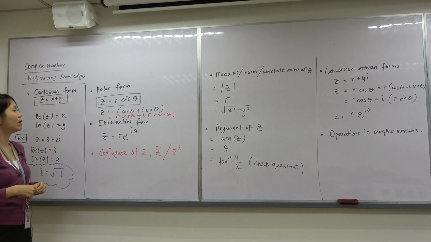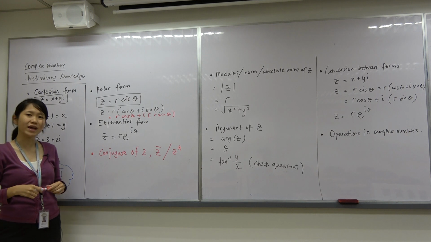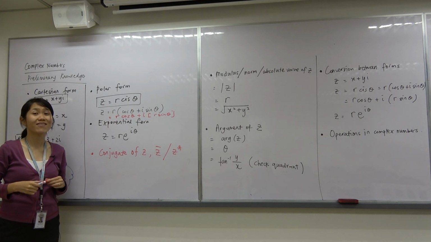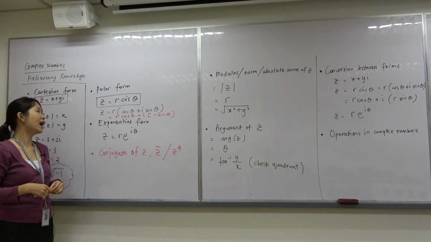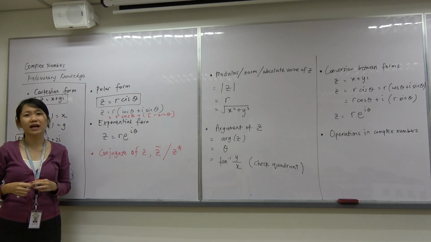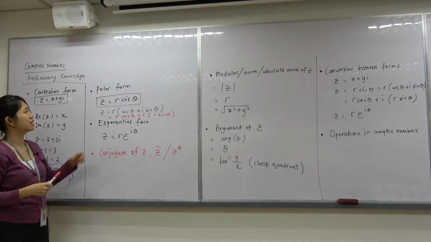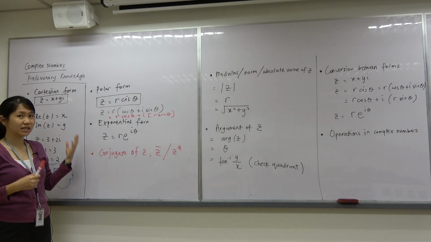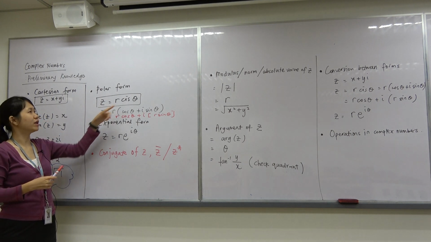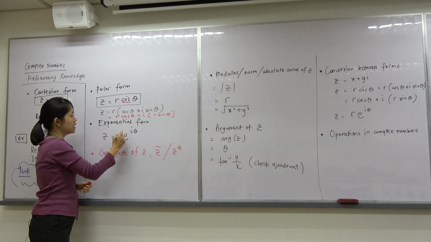You need to note this because later on we are going to discuss how you can convert between forms. And one last one would be the exponential form, where z equals r e to the power i theta. So how is this exponential form formed? You just convert whatever is given to you into polar form, and whatever cis you got will simply be the e to the power i.